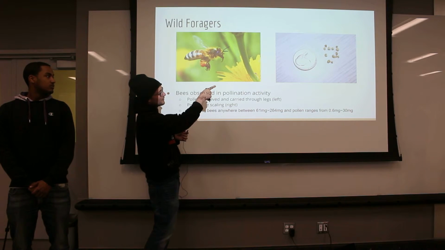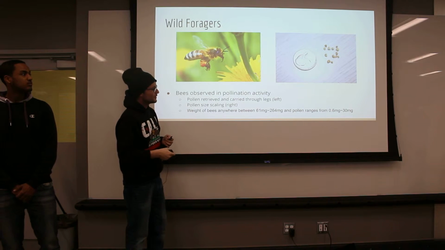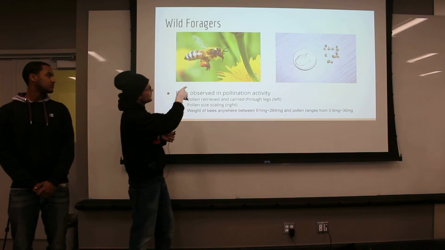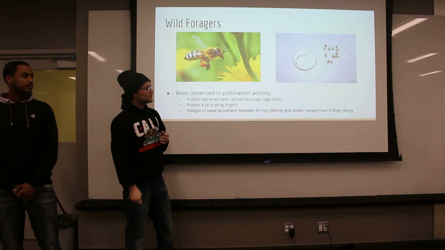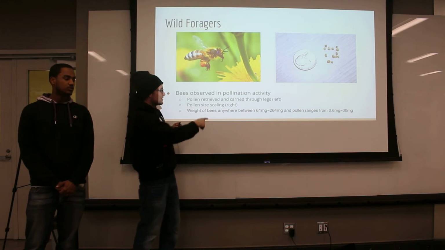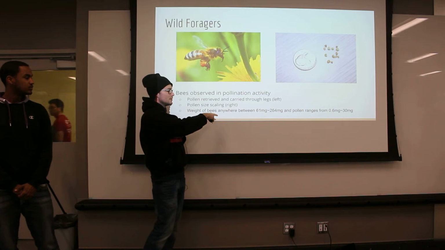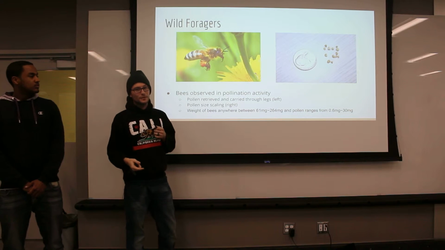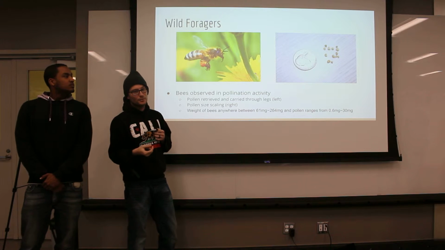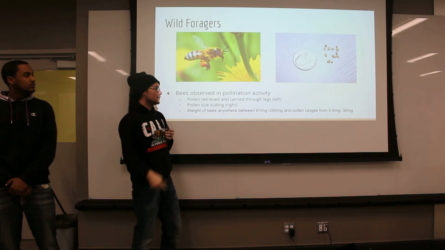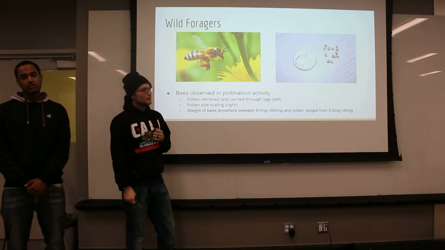And then we have a sizing image there so you can see these little nuggets, how big they actually are compared to a nickel. Pretty small. And the bees themselves can weigh anywhere from 61 milligrams to 264 milligrams, and the pollen loads that they carry can be from 0.6 milligrams up to about 30 milligrams.